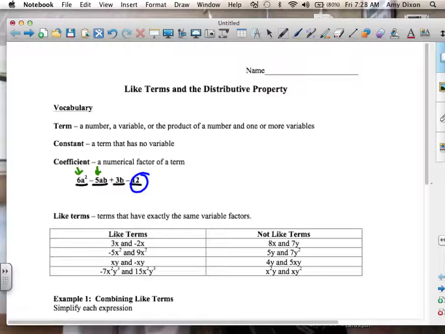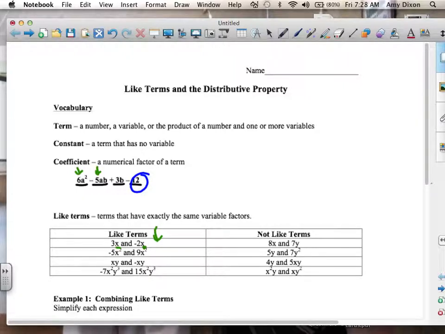Now, we can talk about terms that are like. What I mean by like terms is that they have exactly the same variable factors. Looking at our like terms column, right down here, we have a 3x and negative 2x. They each have an x in their terms, so they're alike. Then the next one, they both have x squared, and then they have an xy, and then they have x squared y cubed. So these are all like terms. These terms can be added together or subtracted from each other.